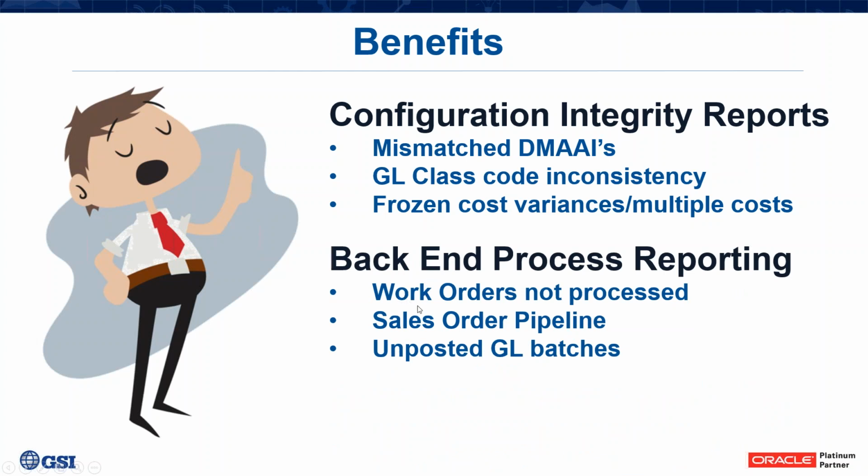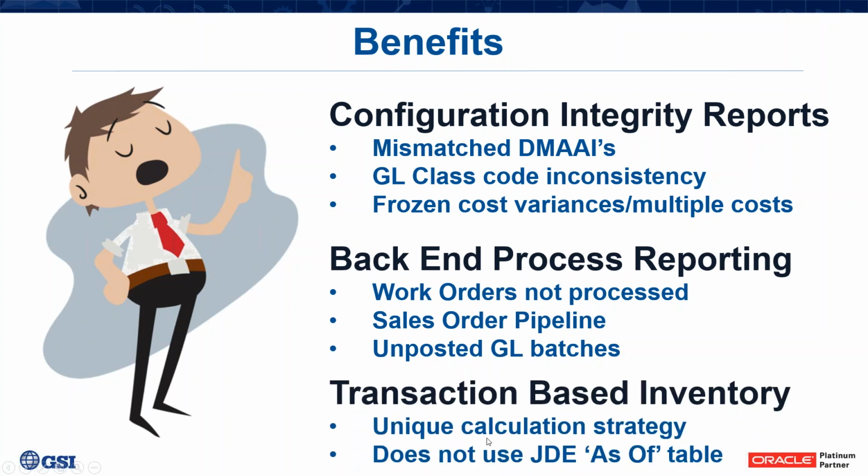We also take care of the back-end process reporting. So we'll show you what work orders aren't processed, if you have anything stuck in your sales order pipeline, if there are GL batches that are unposted or not, and whether the headers are missing or not. So we can identify all of that stuff. And then we do run a transaction-based inventory. So we have our own calculation strategy. We are not dependent on the J.D. Edwards as of, and it is transaction-based. So that's very important.